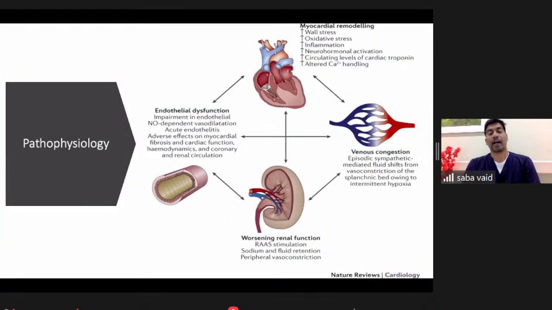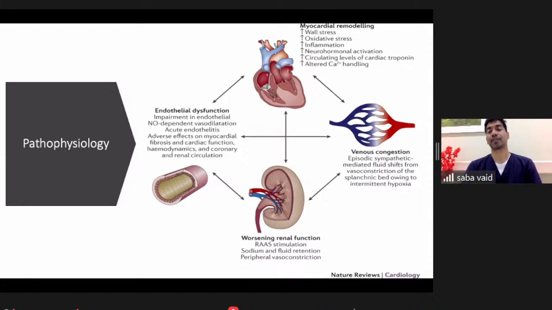Now, when the heart starts failing, irrespective of whatever the causes, the pathophysiology is the same. The most important problem that happens is the heart starts failing. There is a stretch in the heart wall, which leads to ventricular wall stress. Now, this is nothing but oxidative stress, and as a result, the oxygen demand increases. But there is not enough oxygen coming, so the inflammation gets worse.